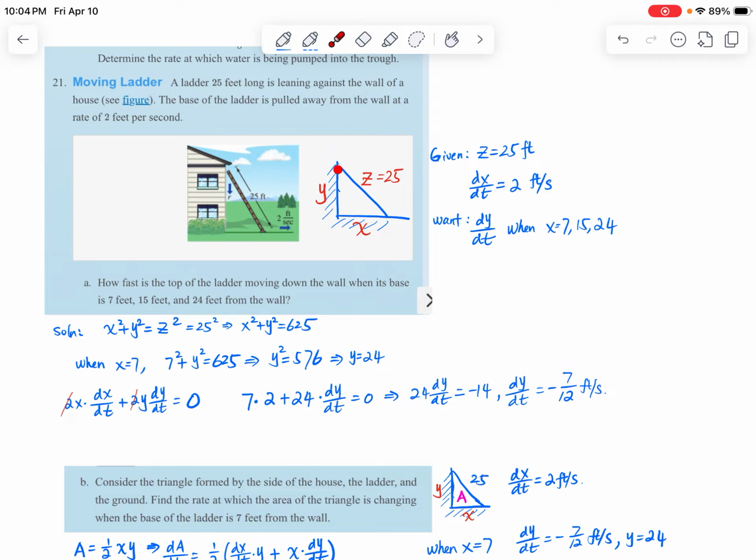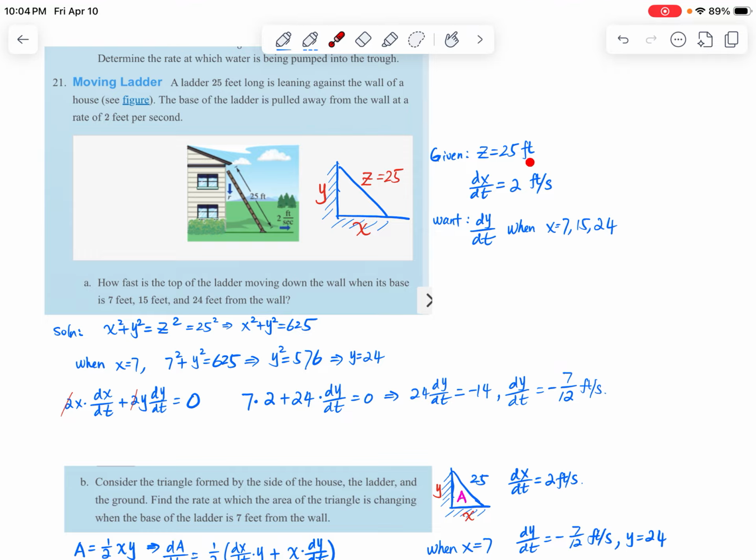Let's say the top of the ladder to the ground, this distance is y. From the house to the bottom of the ladder, this distance is x. We do know that z is 25 feet. So here, this is what we know.